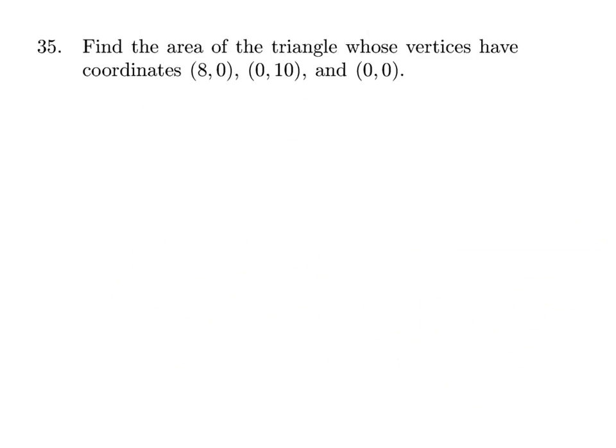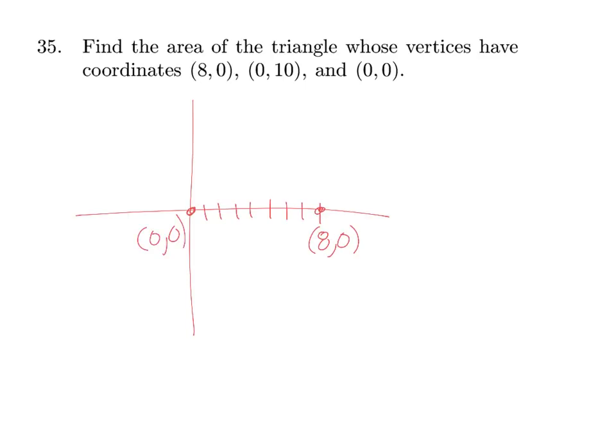For the next problem, find the area of the triangle whose vertices have coordinates 8, 0, 0, 10, and 0, 0. All right, so you could create your own little grid here. 0, 0 is one point. 8, 0 is another point. 0, 10 is another point. All right, so here's our triangle. And they want us to find the area.